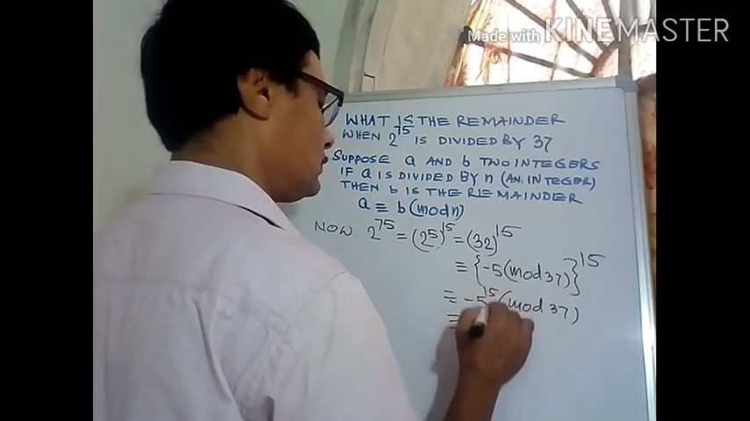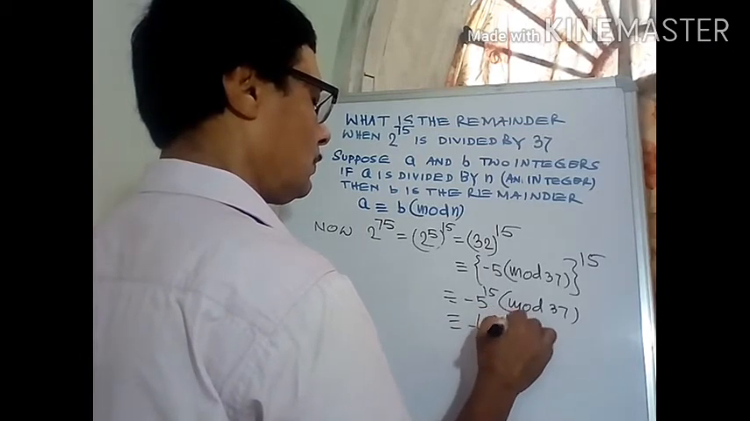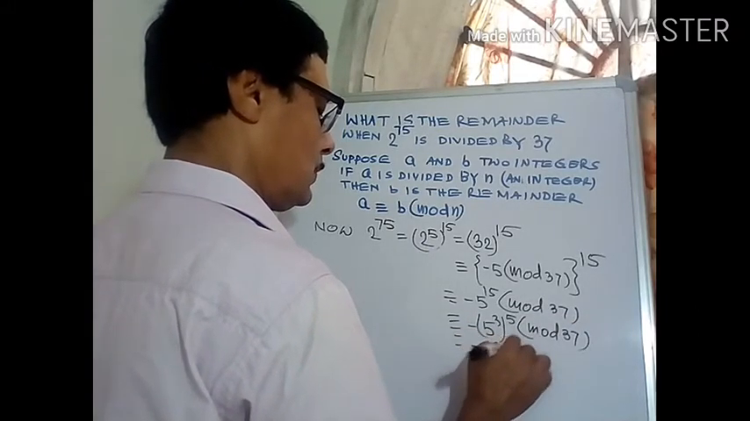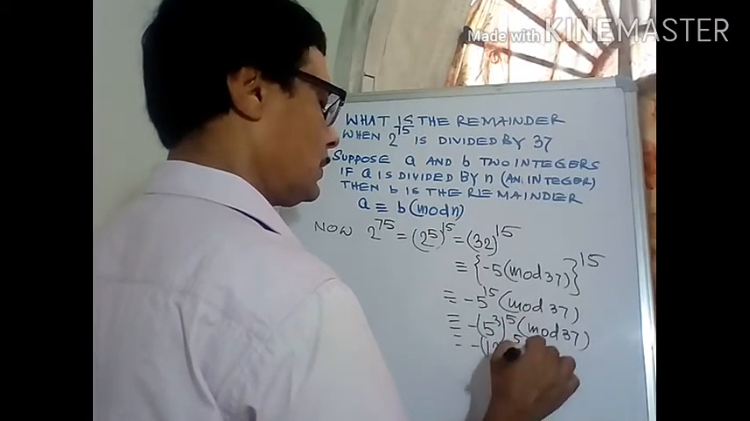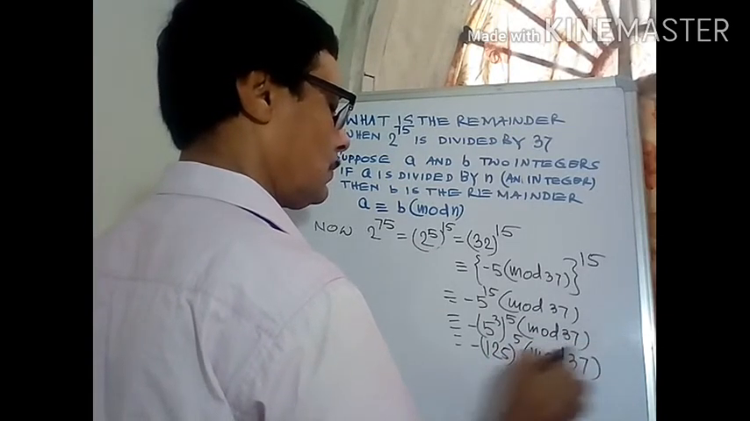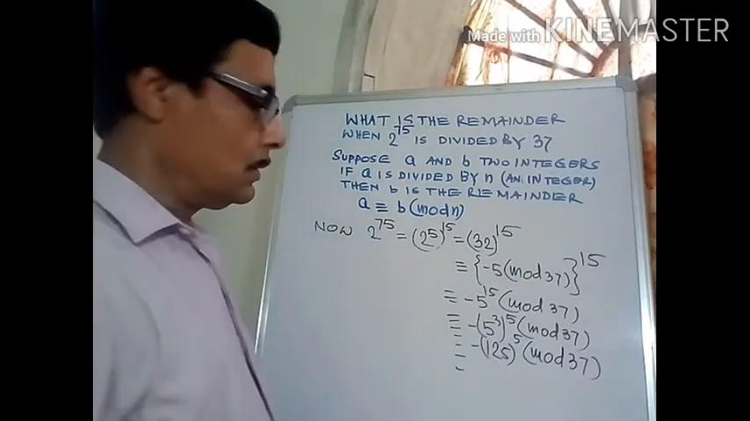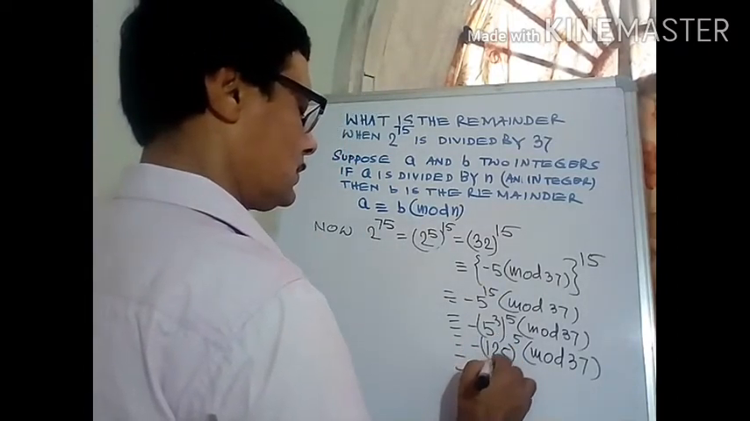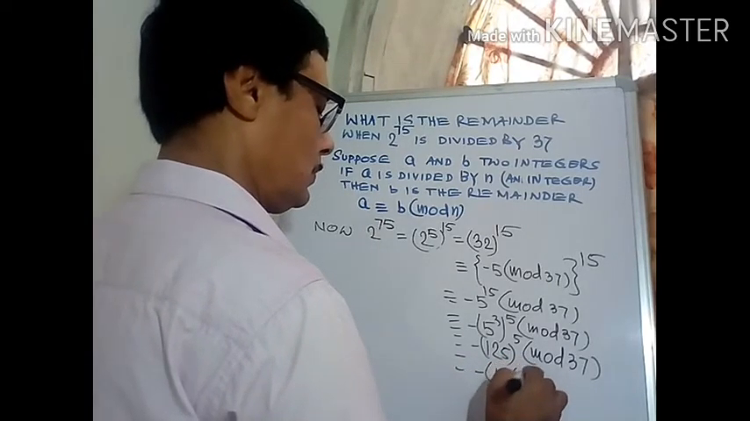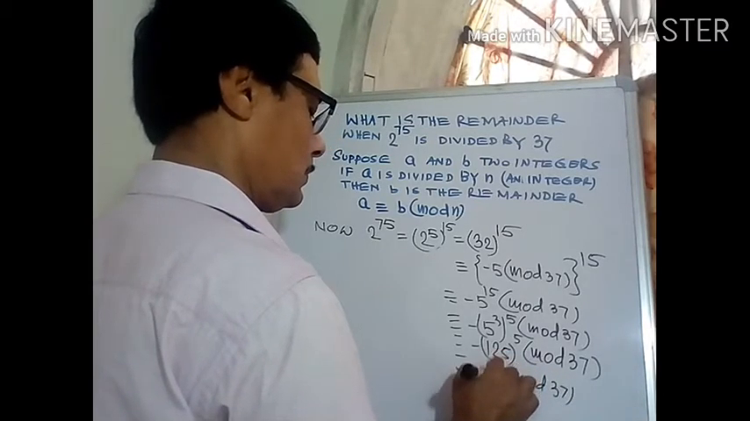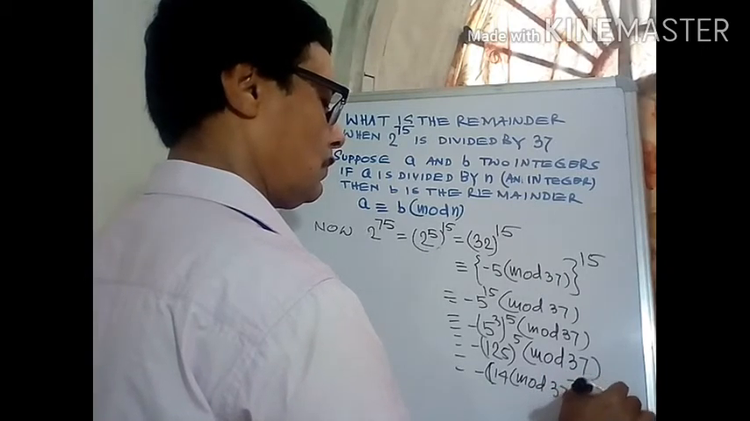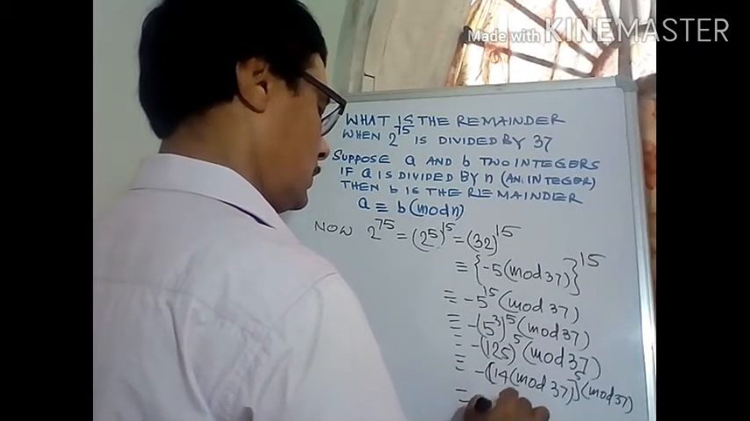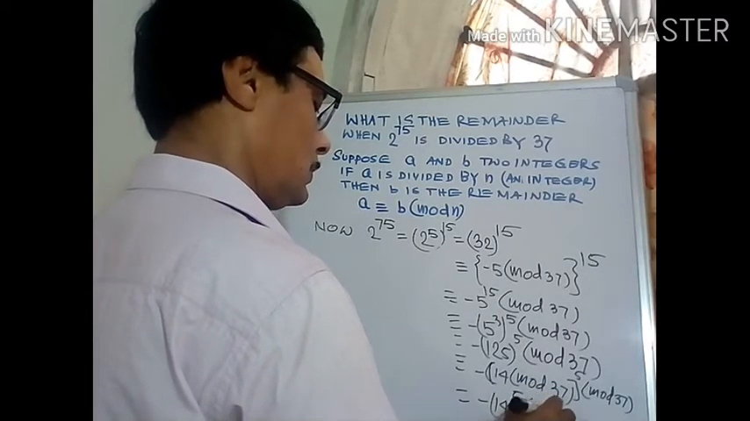So minus 125 to the power 5. If we divide 125 by 37, we have the remainder minus 14, modulo 37. This is equivalent to minus 15 to the power 5, congruent modulo 37.